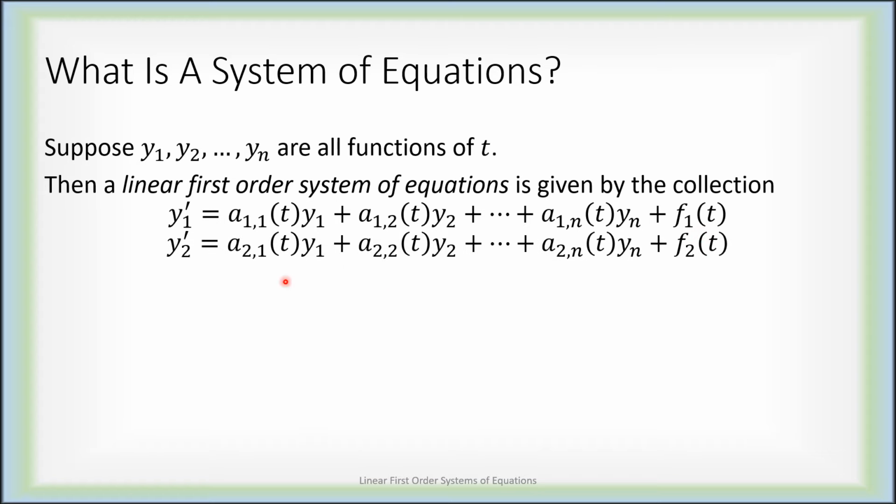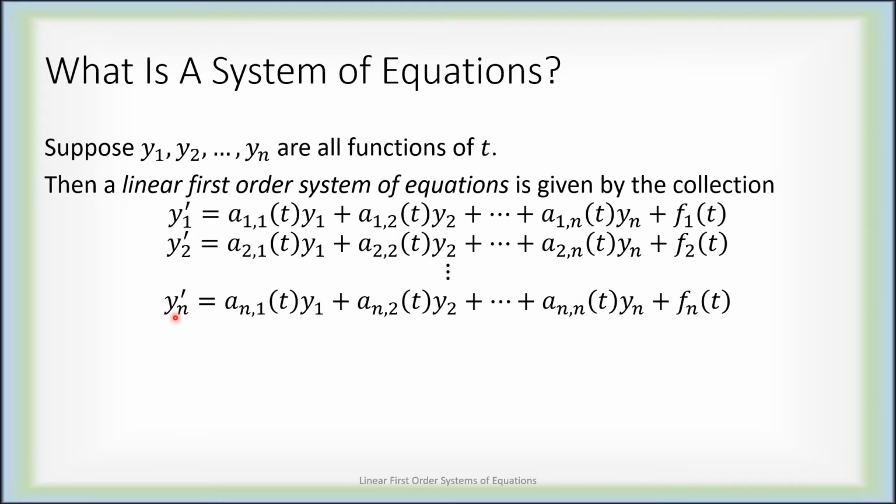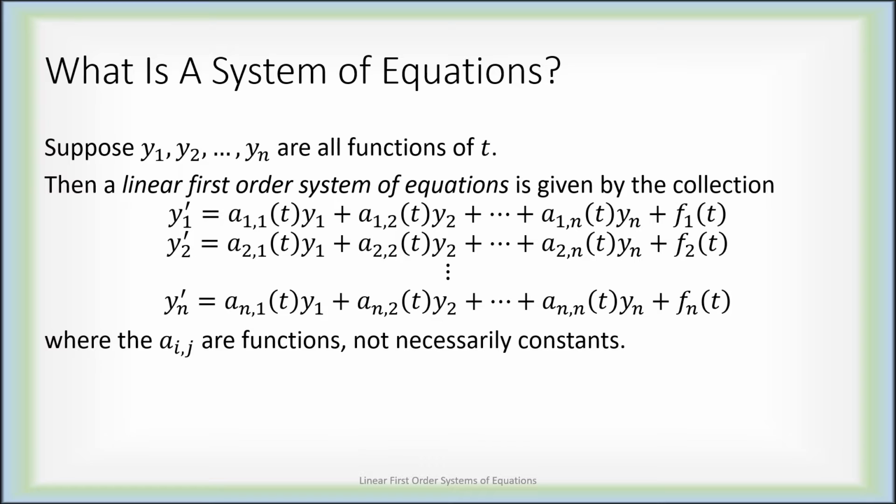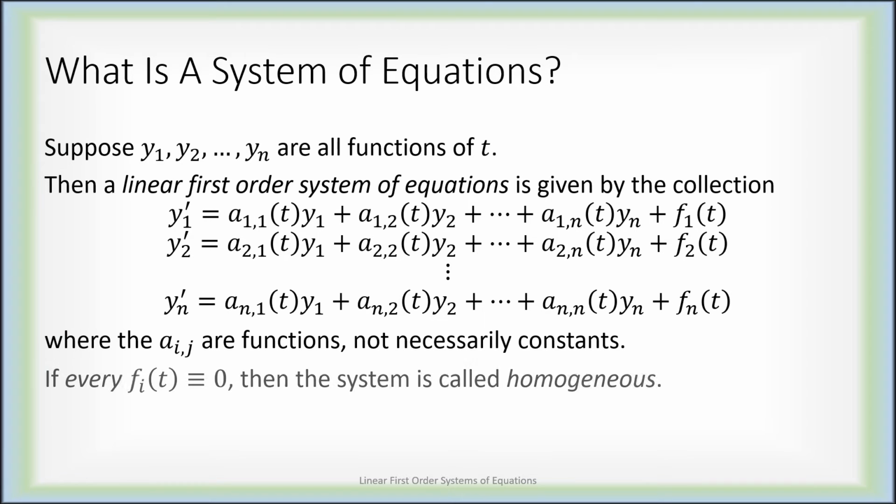t. Also, y2 prime can be written as a similar sum with different coefficients and another forcing function, all the way until yn prime is its own linear differential equation in y1 through yn plus its own forcing function. So with n different functions y1 through yn, we have n different linear first-order differential equations here. The aij are functions, not necessarily constants, by the way.